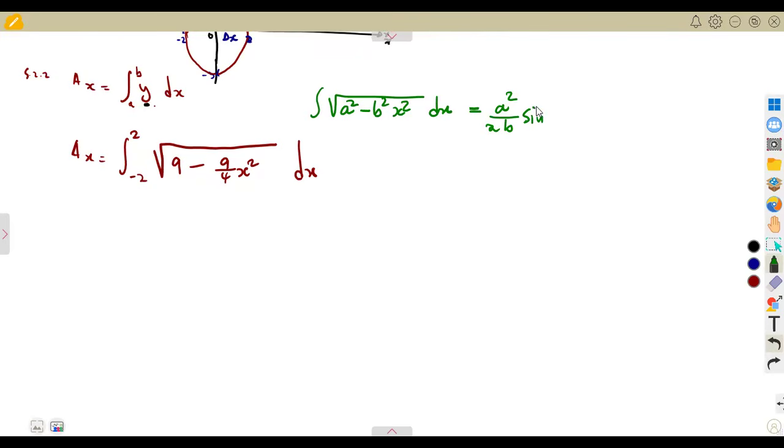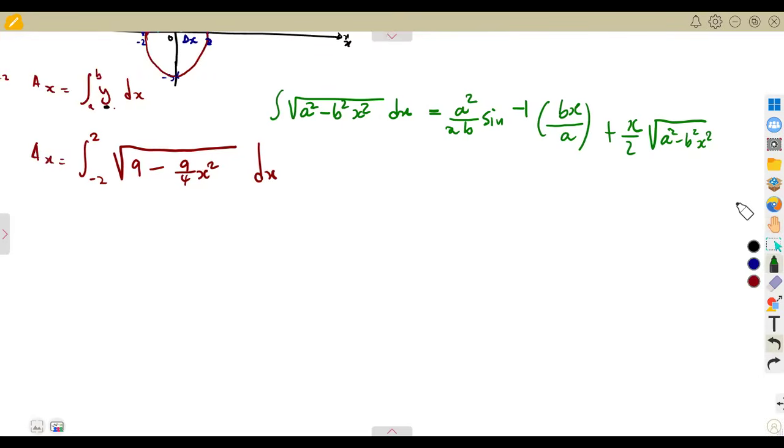Then we have arcsine of bx over a, plus x over 2 times the square root of a squared minus b squared x squared. Then we're going to add the constant of integration. This is what we have on that formula. So we need to work with this formula, with this integral, to match the integral that we have here. That is what we need.